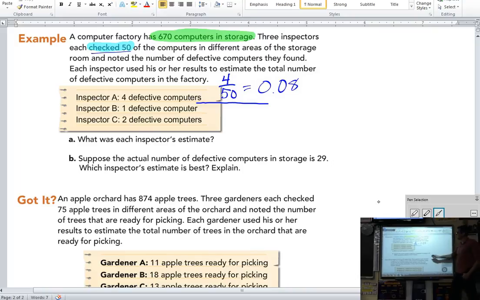Inspector B got 1 out of 50. Or again, if I turn my denominator into 100, I get 2 hundredths. And Inspector Gadget got 2 out of 50. Using about 4%.